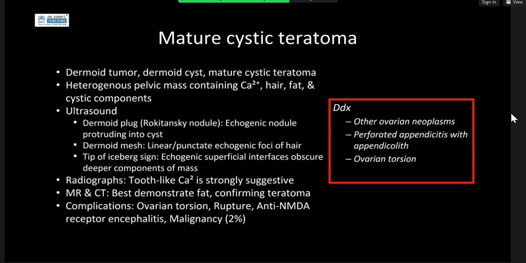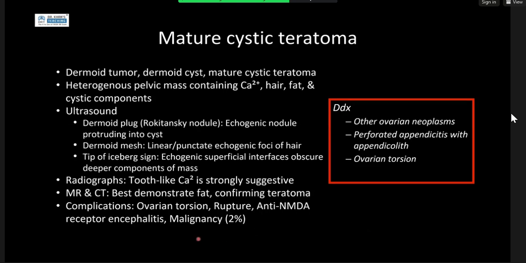On ultrasound, the things that we look for are a dermoid plug, or an echogenic nodule protruding into the cyst. We don't have it here, but the dermoid mesh is linear echogenic foci of hair. There's the tip of the iceberg sign, often seen when you have large calcified components. On radiographs, you're looking for a tooth-like calcified body. If you see something more round in that region, you can think it could be an appendicolith if they've got pain. MR fat-suppressed sequences help you confirm the presence of fat within it.